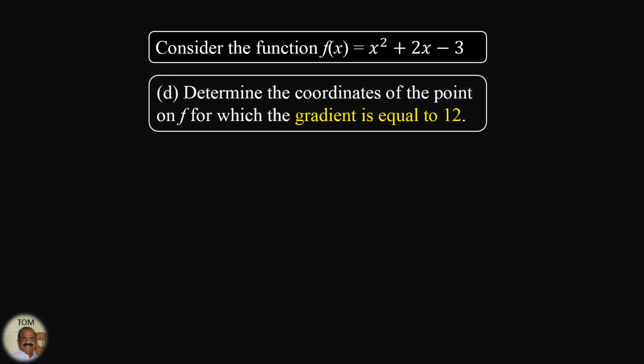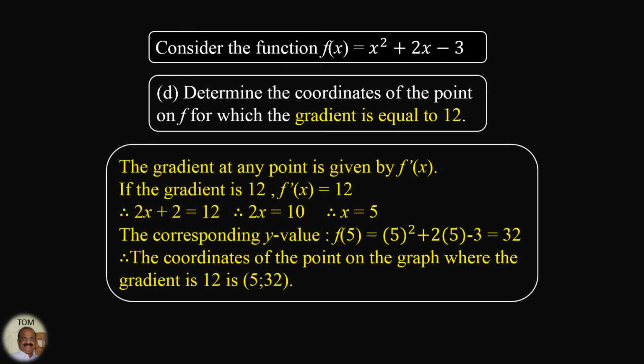Continue. Question D. Determine the coordinates of the point on f for which the gradient is equal to 12. Indirect question. So we set f'(x) = 12, so 2x + 2 = 12. We simplify, we get x = 5. And then we substitute 5. We get the y coordinate 32. So the coordinate is (5, 32).